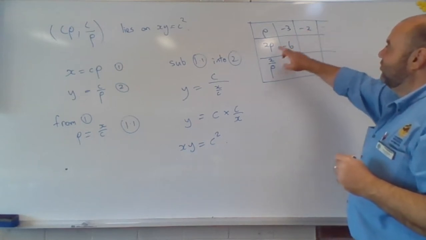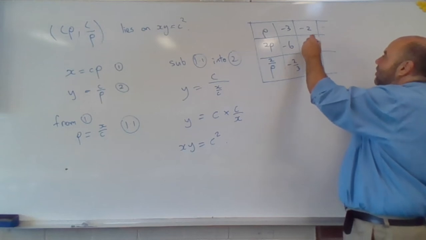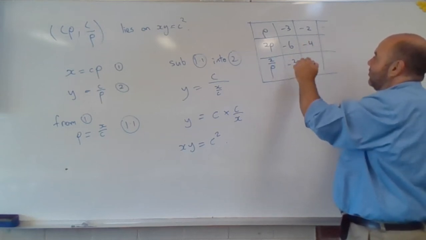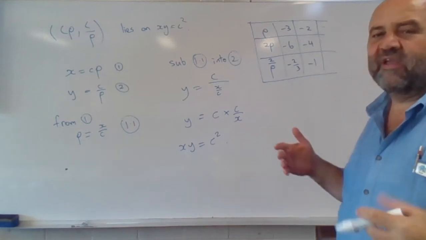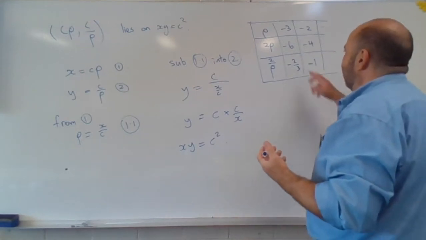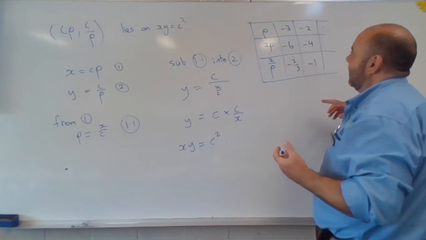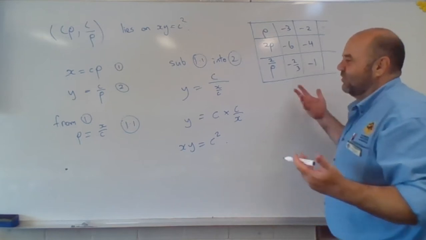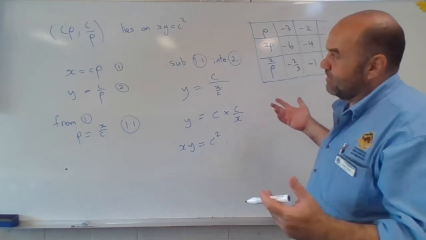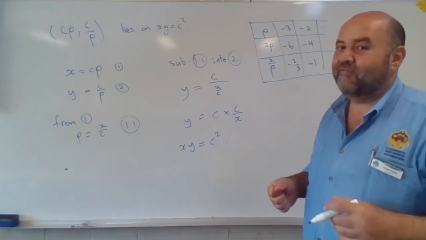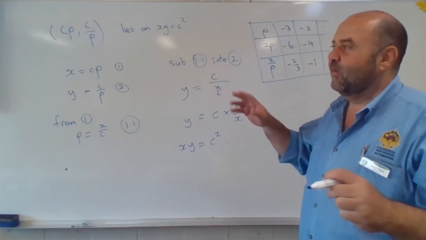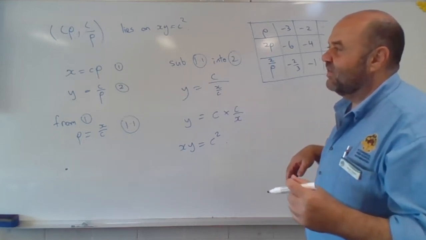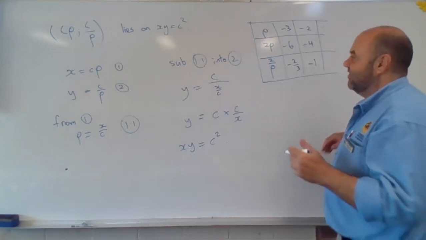If p is -2, then 2p is -4 and 2 on p is -1. Okay, you keep on going. You're going to end up getting values for p. I'll leave you to do that part. That's actually a pretty simple exercise. I'll let you go. Part C says what happens as p approaches infinity.